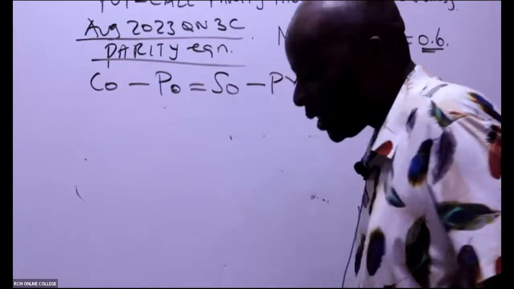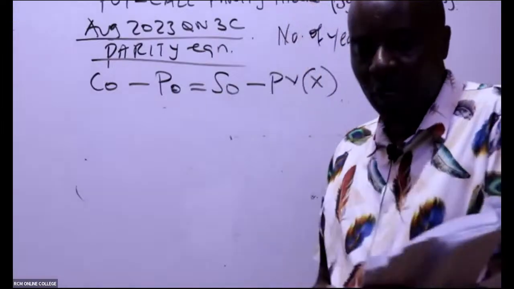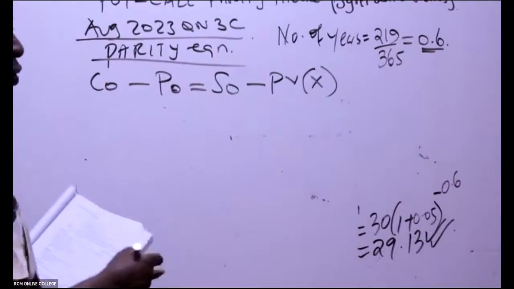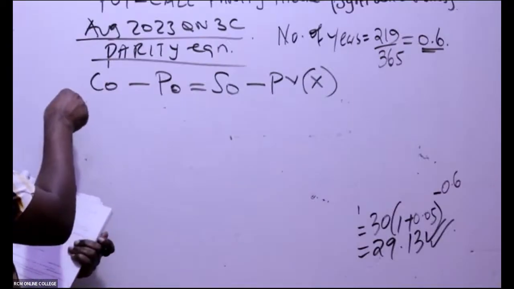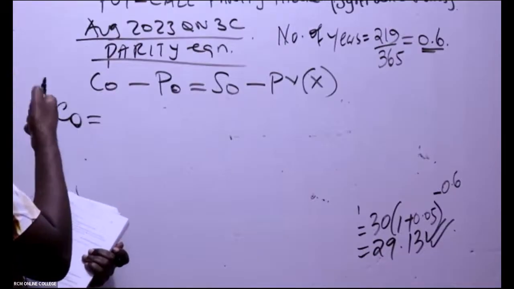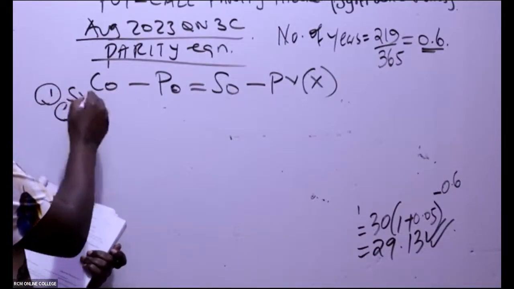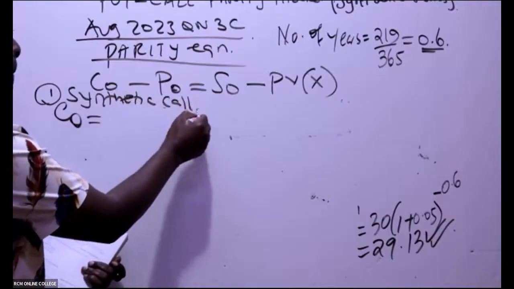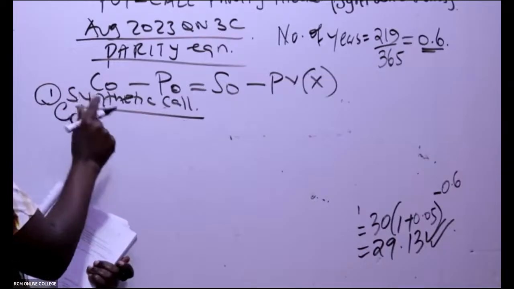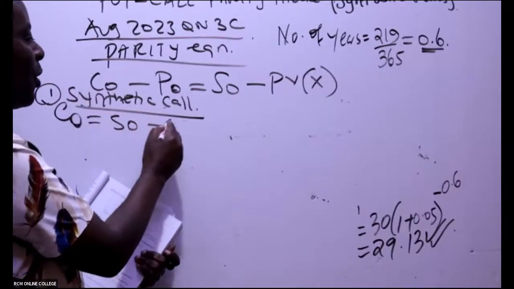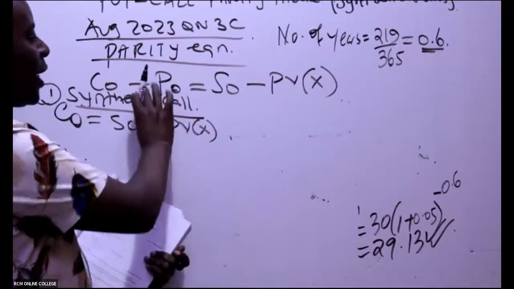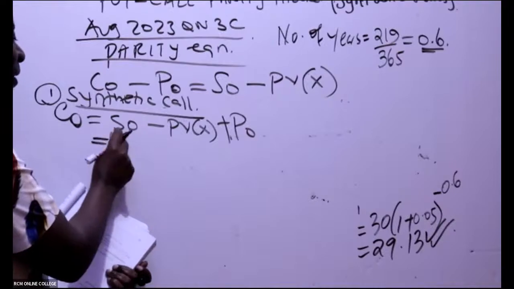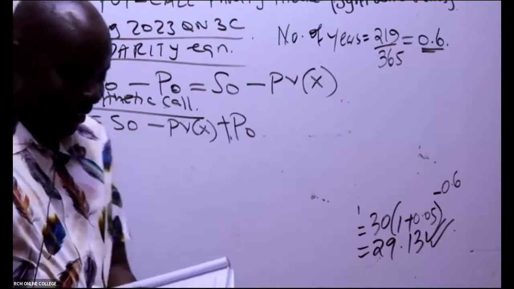The requirement, the synthetic asset value that they want us to get, first of all, there in Roman 1 is the synthetic call option, the CO. And what have we said about this CO? Make CO the subject of the formula. So number 1, synthetic call, make CO subject of the formula, which will be equal to SO minus present value of the exercise. This is crossing over. Now it becomes PO. So do we have these values from our question?